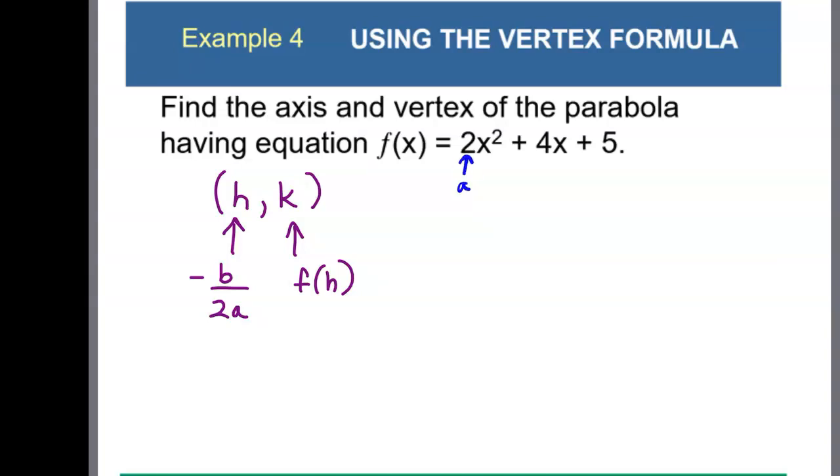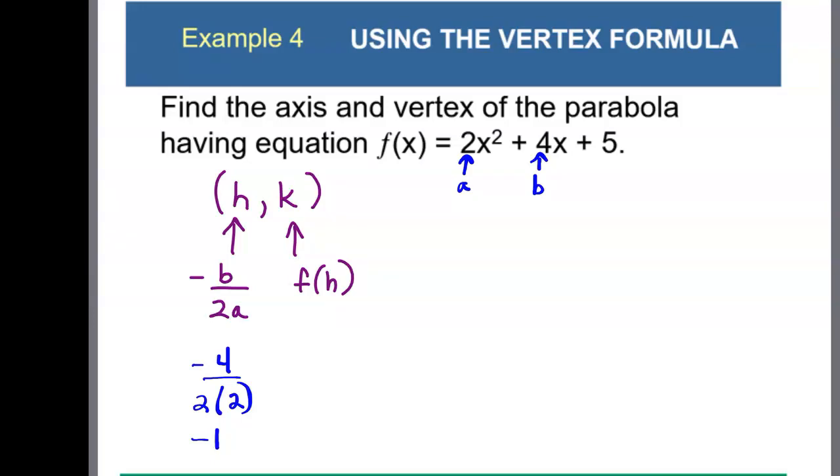So we know a is 2, b is 4. So we're going to plug in. We have the opposite of b all over 2 times a. So that's going to be negative 4 all over 4, which is negative 1. So h is negative 1.